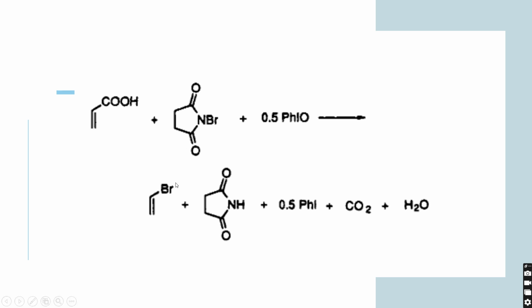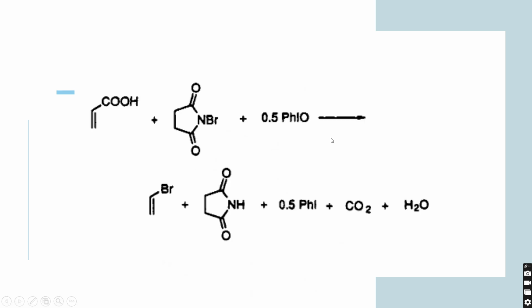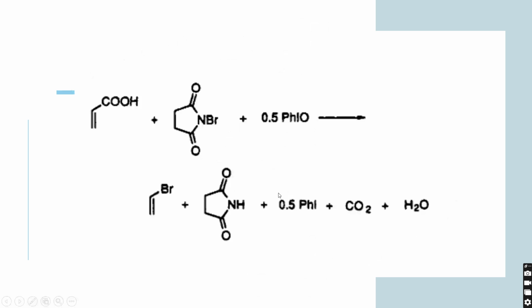Now this is another question. This reactivity, if you see, is coming from the iodine based reagent which was taken in last week's lecture. You can see how this reaction is taking place, because this is a very interesting reaction where this iodine reagent is converting our vinyl carboxylic acid to vinyl bromide.